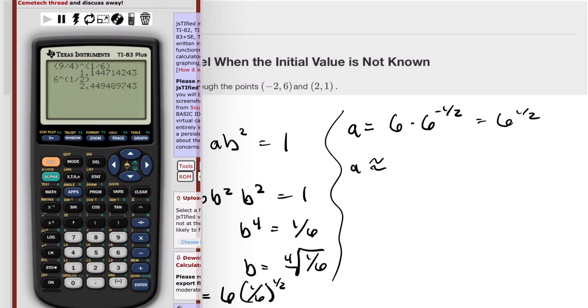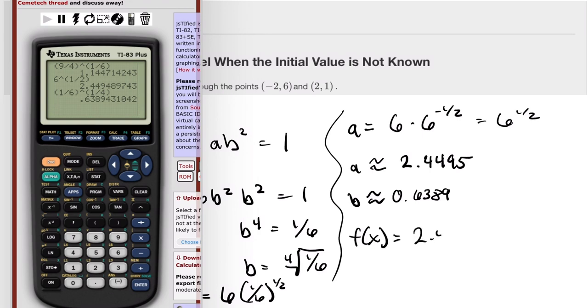Okay. So for a, we get approximately, now we said 4 decimal places, 2.4495. And then for b, we get the fourth root of 1 over 6. So we can say 1 over 6 to the power of 1 over 4. 4 decimal places, 0.6389. Okay. So then our function takes on the form of 2.4495 times 0.6389 to the power of x.